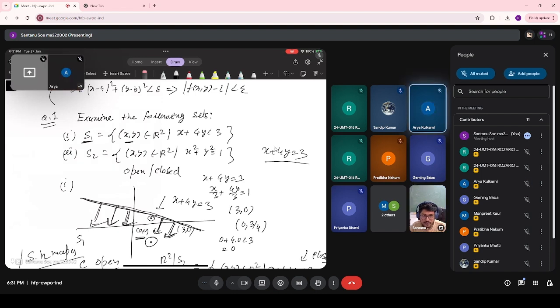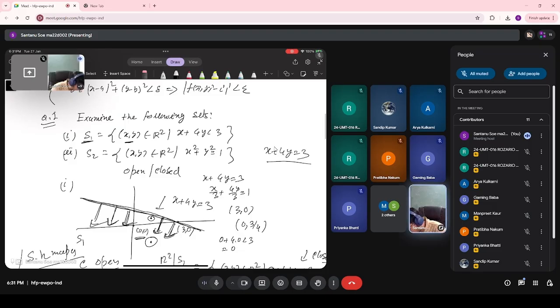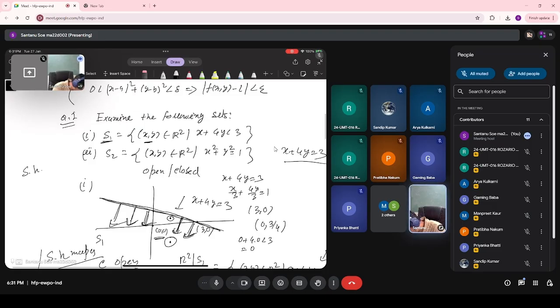Understood, sir. Okay, so go through the book. I recommend everyone to go through the book SK Mappa. This is my personal recommendation.